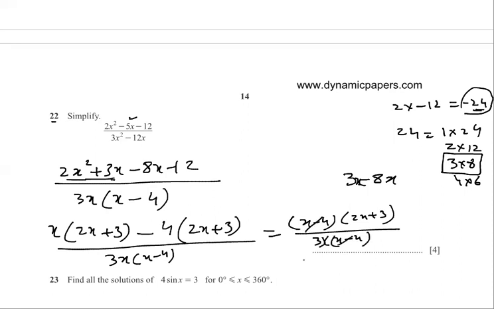So x minus 4 will cancel with x minus 4. The remaining is 2x plus 3 over 3x. So that is in the simplest form.